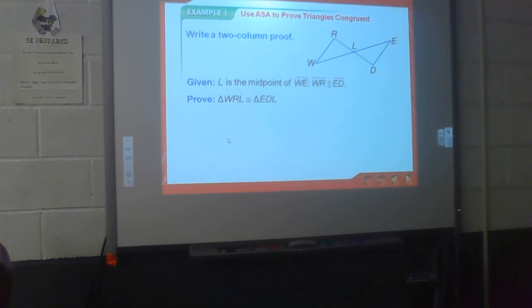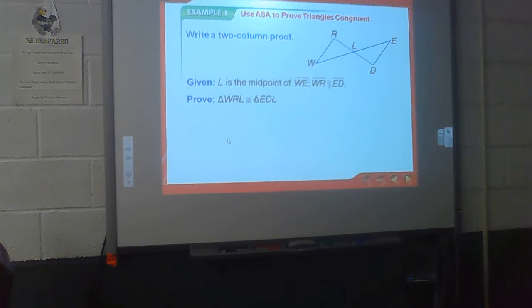So another way that I could have done this, so this perfectly works, but what if I didn't see that both of my alternate interior angles? I could have come back and said angle RLW is congruent to angle ELD by definition of vertical angles. But then, this would have changed. Then we would have changed to, like I said, angle side angle. But the same result happens.